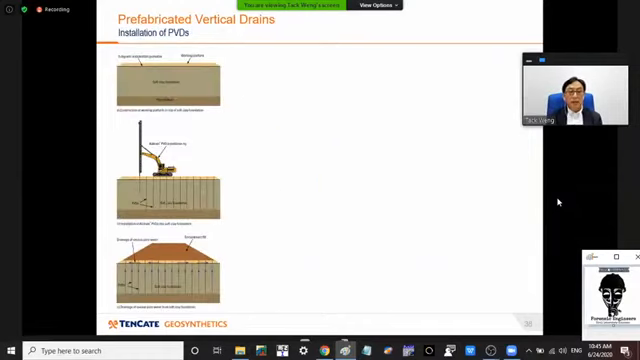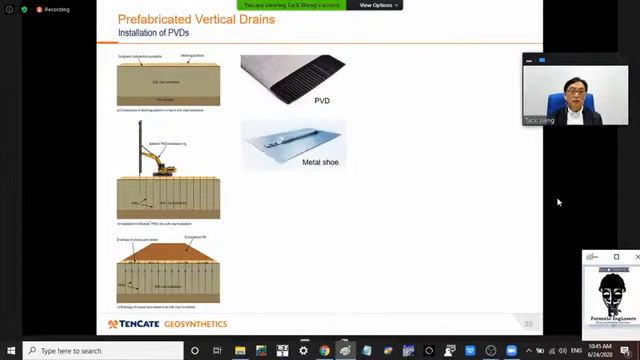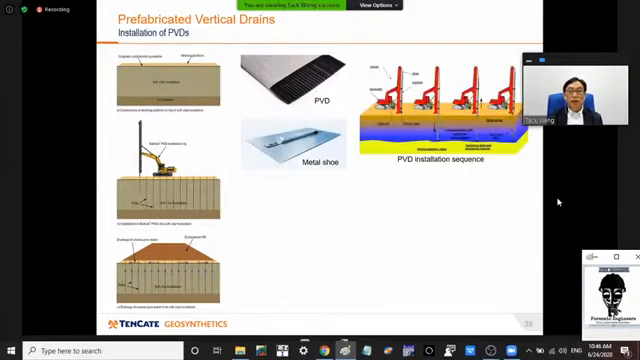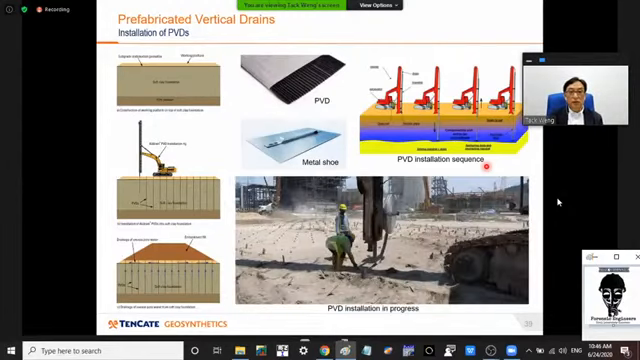Typically, you'll see this sequence. This is how a PVD looks. For installation, you have to attach this PVD to the metal shoe that the mandrel will then push in. And this diagram here shows the sequence. This is how the rig looks, and then it's pushed and withdrawn. And then you cut the installed PVD and move on to install the next one. And actually, the installation can happen very, very fast. Here's a photo of PVD installation in progress.